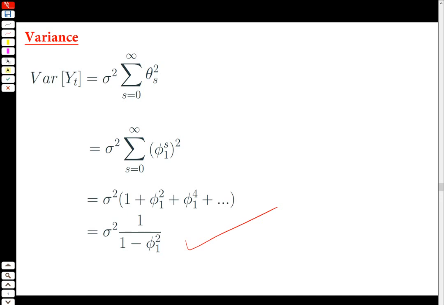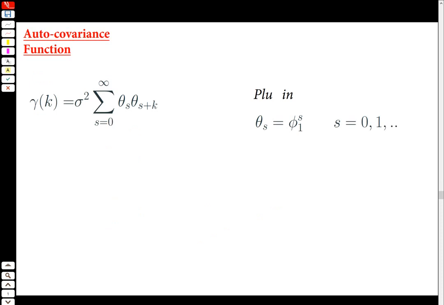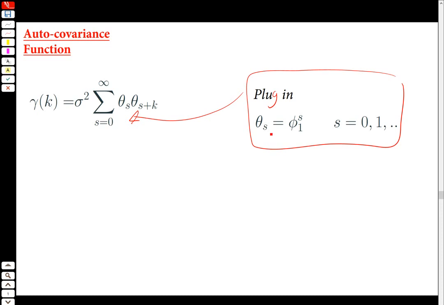Just to reiterate, this is a general MA infinity. In our case, we have it evaluated at these coefficients here. Alpha is just this, so we know the mean must be this. So we derive the mean. We know the mean of an MA infinity with coefficient mu over 1 minus psi1 is just this. So we've got the mean. We can then derive the variance.